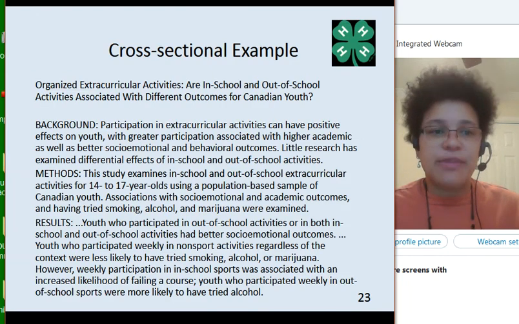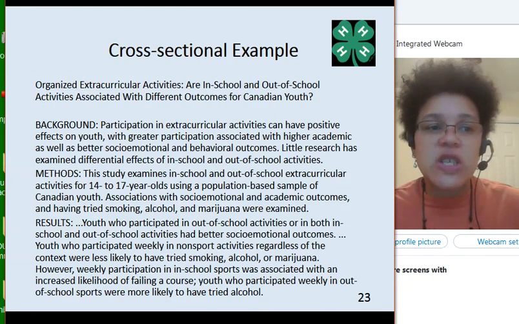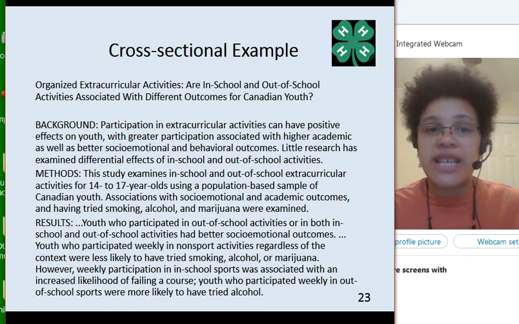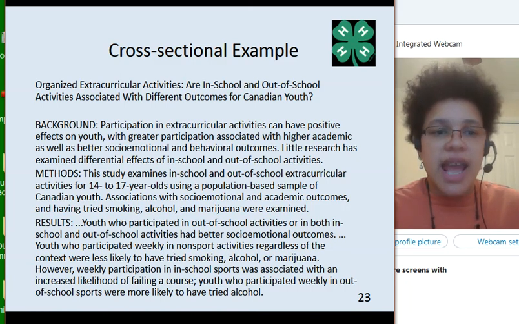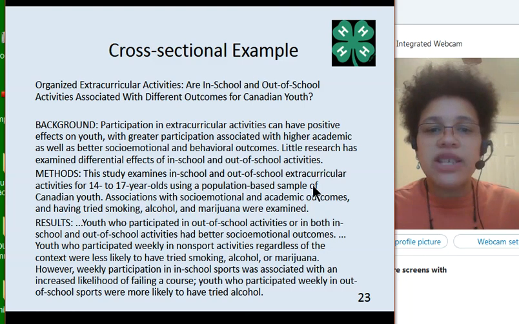Here's a cross-sectional example. The title was Organized Extracurricular Activities: Are in-school and out-of-school activities associated with different outcomes for Canadian youth? And so what they were trying to find out was basically the different effects of in-school and out-of-school activities. They took a population-based sample, and they were looking for associations with having tried smoking, alcohol, and marijuana, and also socio-emotional and academic outcomes.